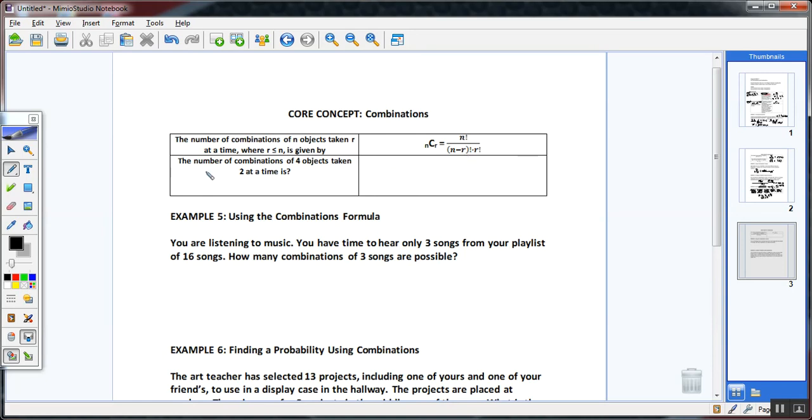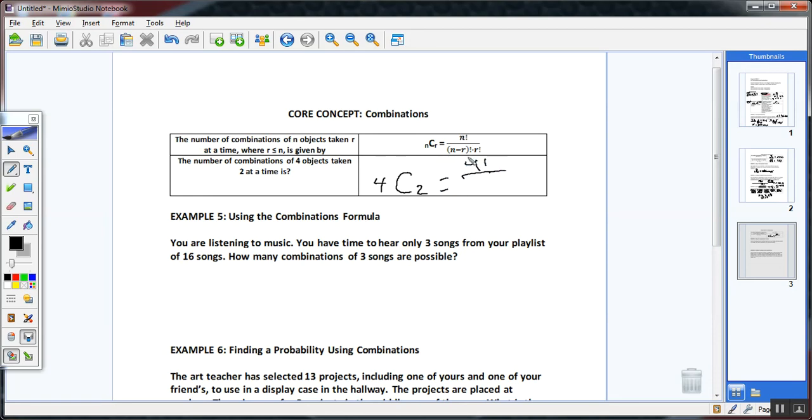So right here, as an example, it says the number of combinations of 4 objects taken 2 at a time. If I had 4 kids to choose from to make a team of 2, and we were going to play 2 on 2, if I was the coach of one team, how many different combinations of kids could I choose? So in your calculator, 4C2. Or you can do this as 4 factorial up top for n.